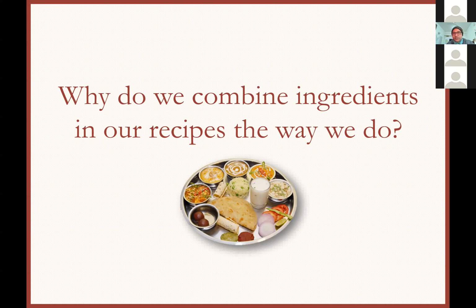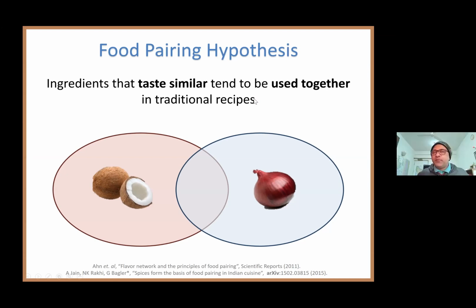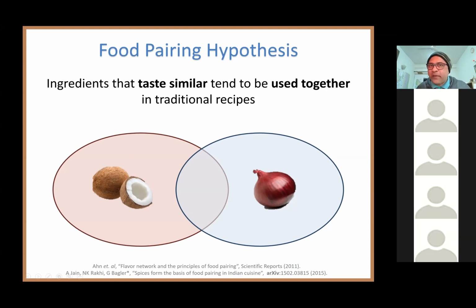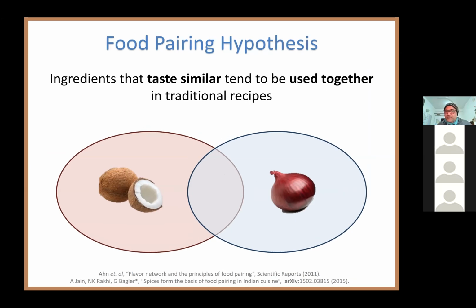But the answer to this question was given by none other than a chef called Heston Blumenthal, who proposed a hypothesis called the food pairing hypothesis. He said that ingredients that taste similar tend to be used together in our traditional recipes. This is where he proposed the food pairing hypothesis for the first time. And this came with his experience of food pairing in typically European cuisine. And we wanted to investigate whether this hypothesis is true in the context of different world cuisines.